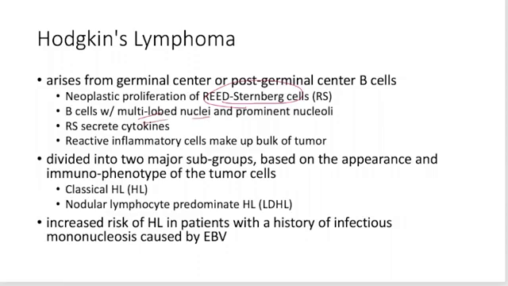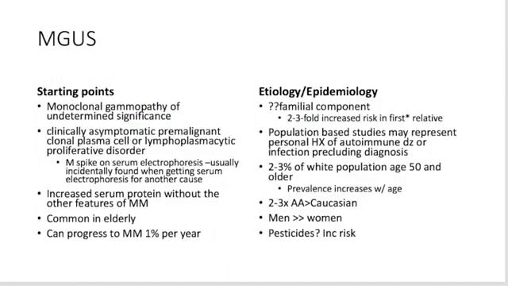The Reed-Sternberg cells secrete cytokines, and then we get this reactive inflammatory cells that make up the bulk of the tumor. You have classic Hodgkin's, and then you have a nodular lymphocytic predominant Hodgkin's, the two main types, and that's based on the appearance and immunophenotype. You're not going to know this until we take a look at the cells. There's an increased risk of Hodgkin's lymphomas with patients that have had mono. So Epstein-Barr, remember, oncogenic.